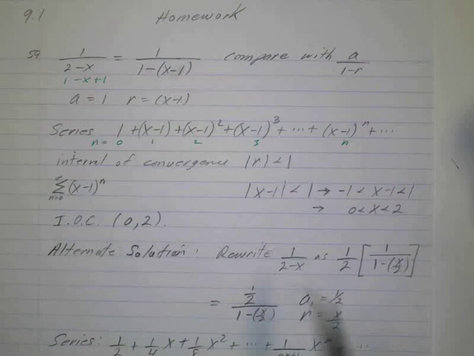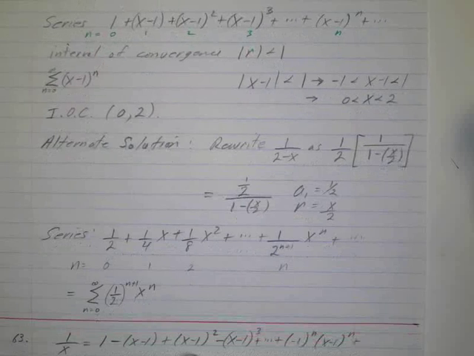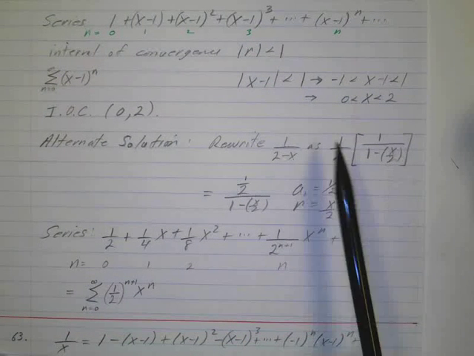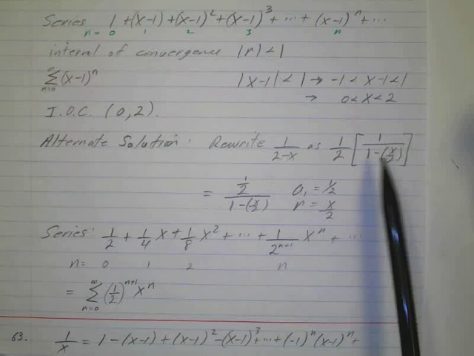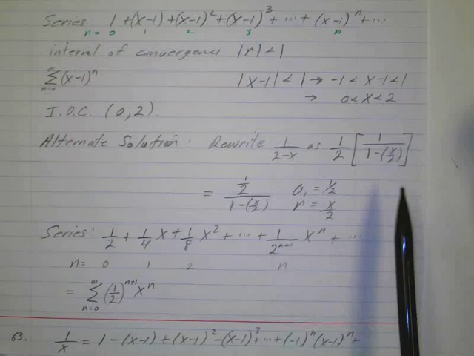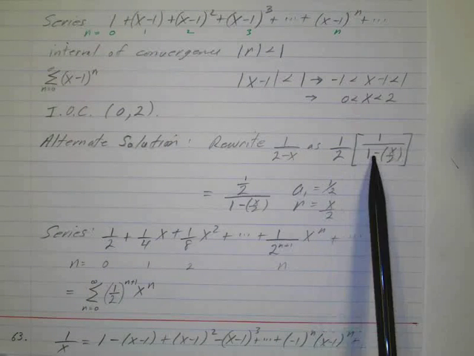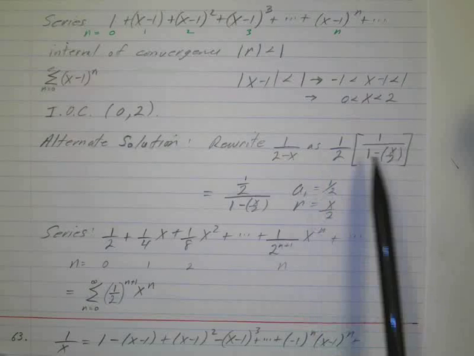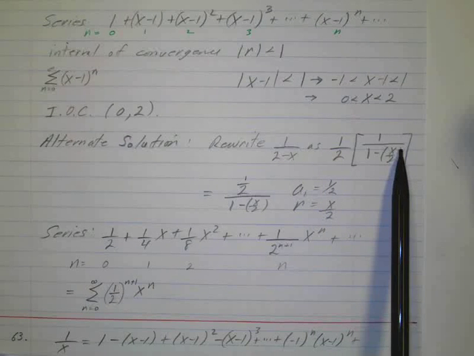An alternate solution, this is another way to do this, just in case you might be interested. You can rewrite this as 1/2 times 1 over 1 minus x over 2. If you multiply this out, you do get 2, and you get minus x.